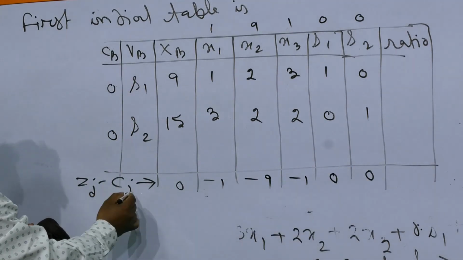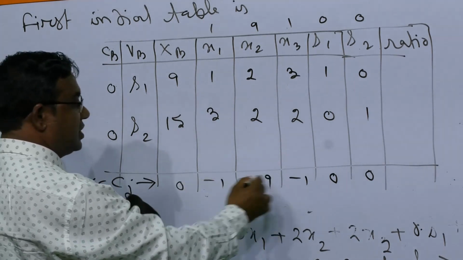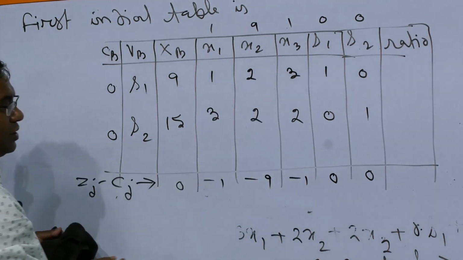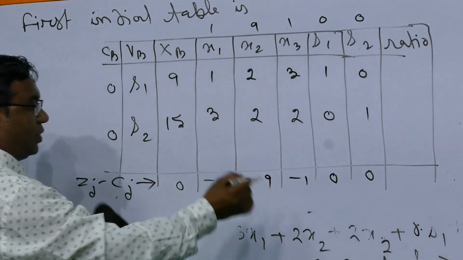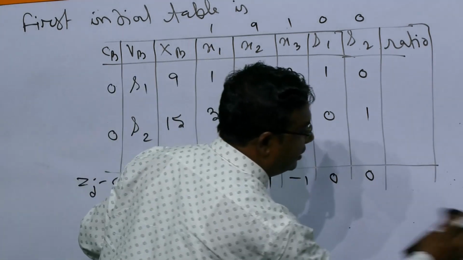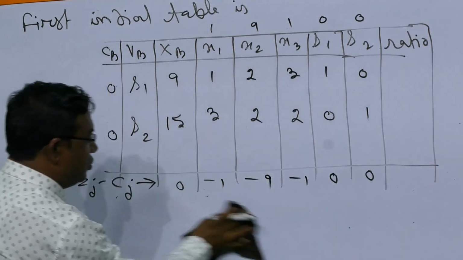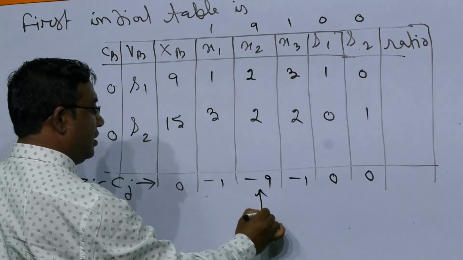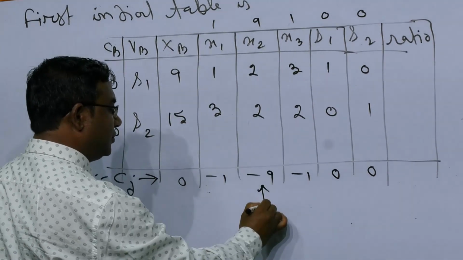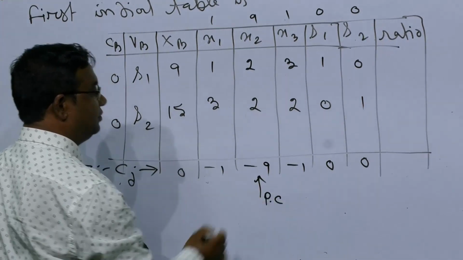Then for the value of Zj minus Cj, if all these are positive, then our iteration is over. But here there are negatives, so we have to go to the next iteration. For this, you have to select the most negative one. So you select this most negative column. This is the pivot column.